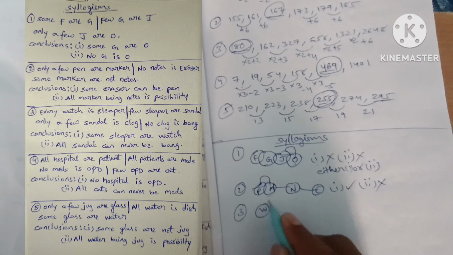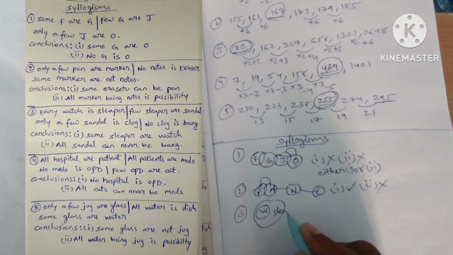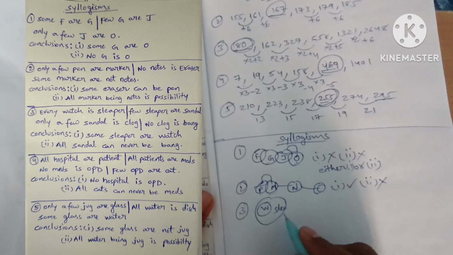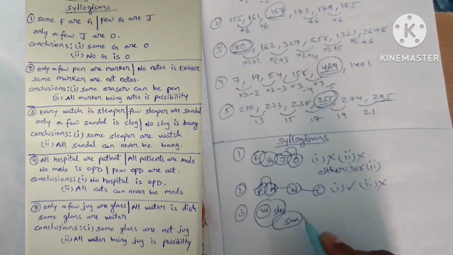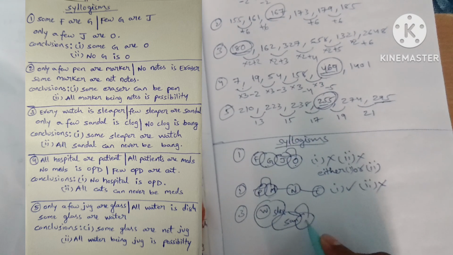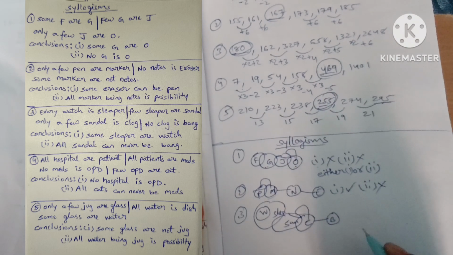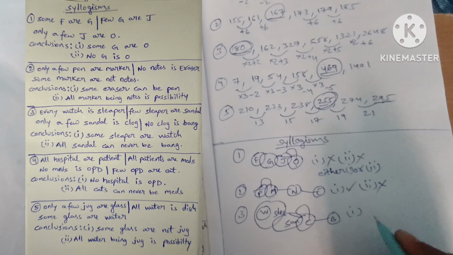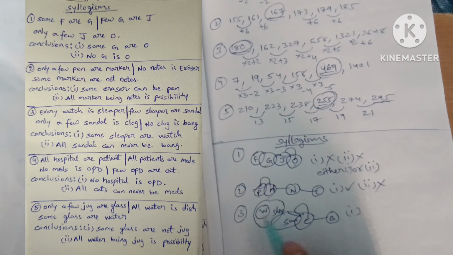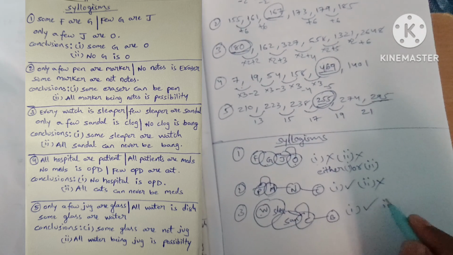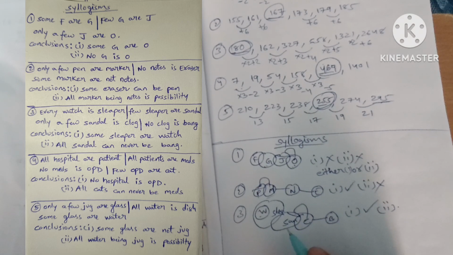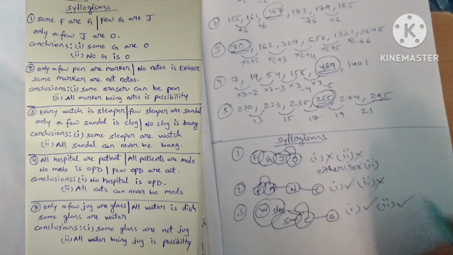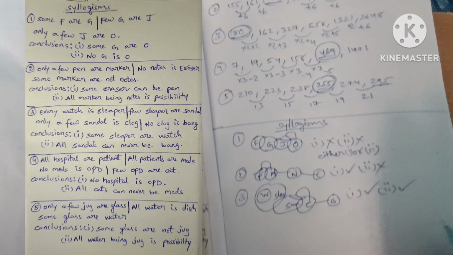Third one: Every watch is sleeper. Only a few sleepers are sandals. Only a few sandals are clog. No clog is bang. Conclusion 1: Some sleepers are watch. 1 is true. Second conclusion: All sandals can never be bang. Yes. So 1 and 2.